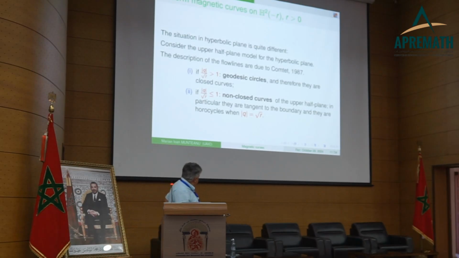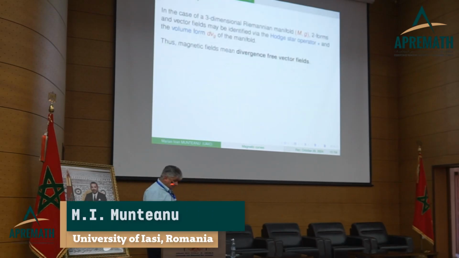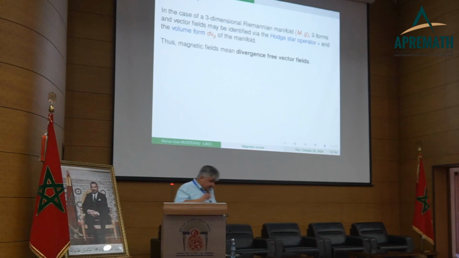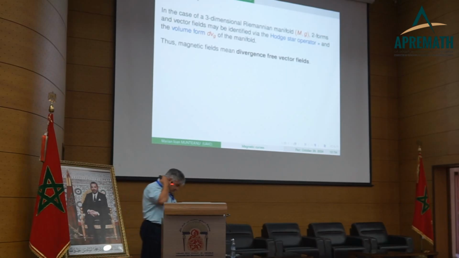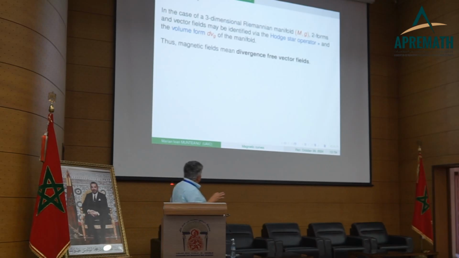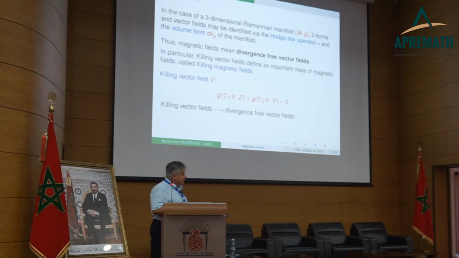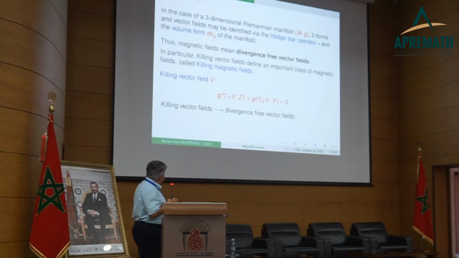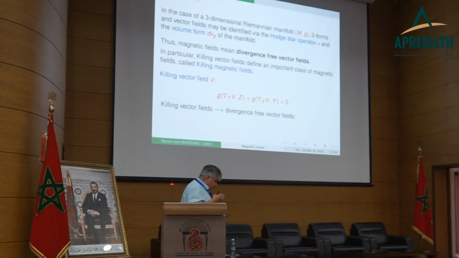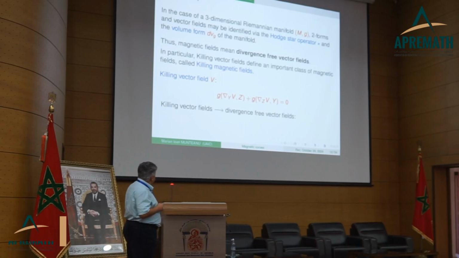For example, in the upper half plane, there are horocycles. They are not closed. At a certain point, we ask the problem of periodicity of magnetic curves. In dimension 3, the situation is very interesting because we recover the initial problem from E3. So two-forms and vector fields may be identified via the volume form and Hodge operator, and magnetic field means divergence-free vector fields. A special class of divergence-free vector fields are Killing vector fields, and this will provide the notion of Killing magnetic fields and Killing magnetic curves.